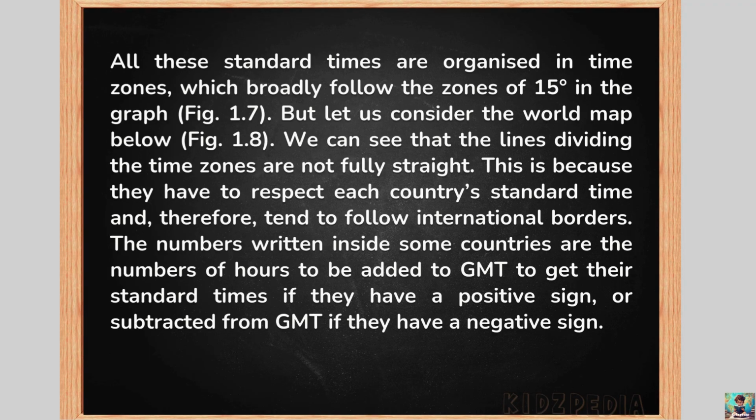All these standard times are organized in time zones, which broadly follow the zones of 15 degrees in the graph, figure 1.7. But let us consider the world map below, figure 1.8. We can see that the lines dividing the time zones are not fully straight. This is because they have to respect each country's standard time and therefore tend to follow international borders. The numbers written inside some countries are the numbers of hours to be added to GMT to get their standard times if they have a positive sign, or subtracted from GMT if they have a negative sign.